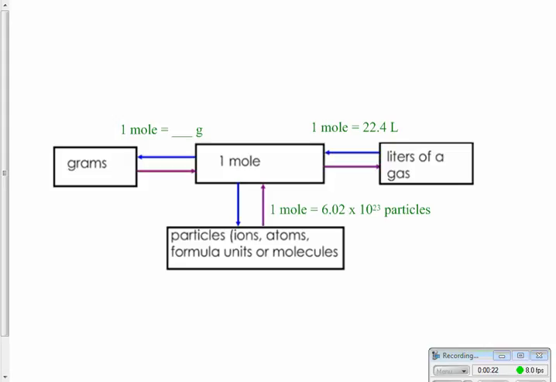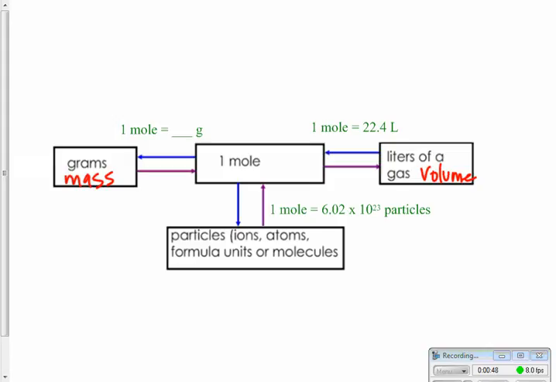The other units are grams, which is a unit for mass. Particles, which could be anything, but we're going to talk about particles as ions, atoms, formula units, or molecules. And then liters, which is a unit for volume. So we can relate all of those to moles, then we can convert to any other unit. The things written in green are how you do that conversion.